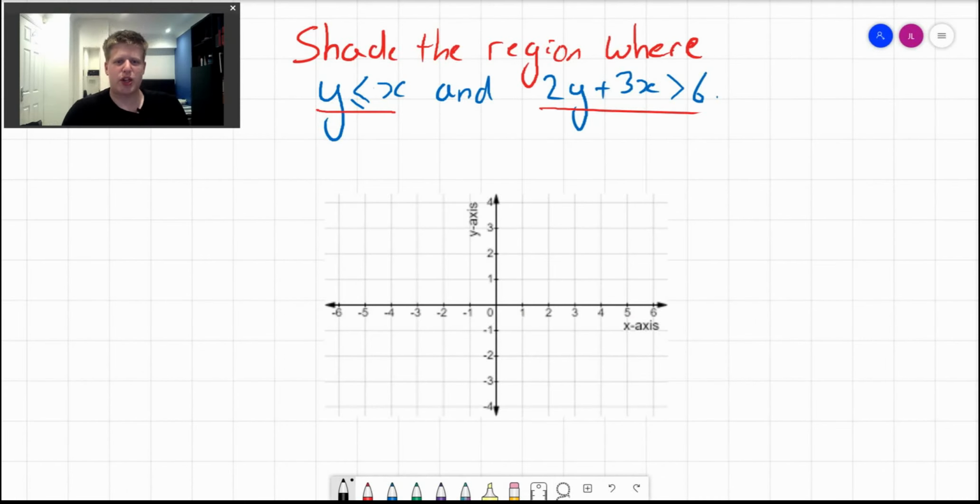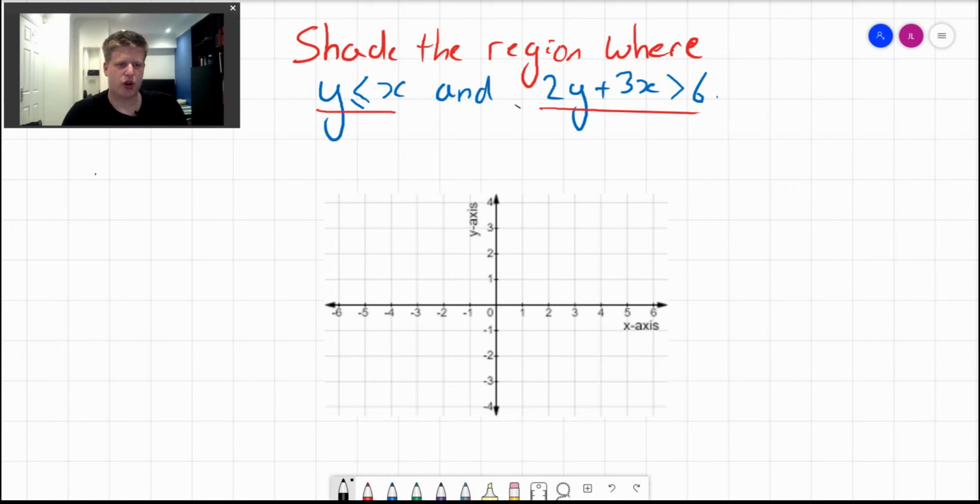We need to shade the region where y is less than or equal to x, and where 2y plus 3x is greater than 6. To solve these kinds of questions, we just tackle each part separately and see which parts of the regions overlap. So let's start with y is less than or equal to x.